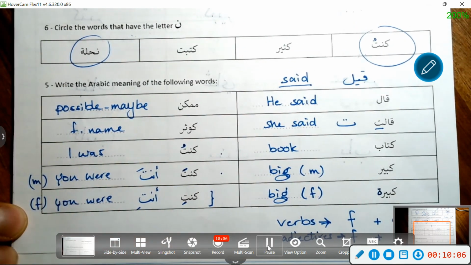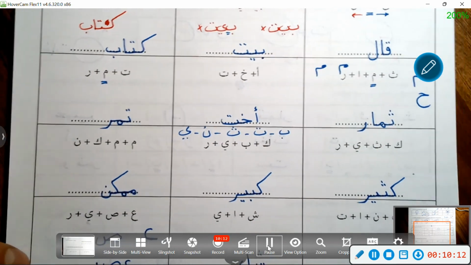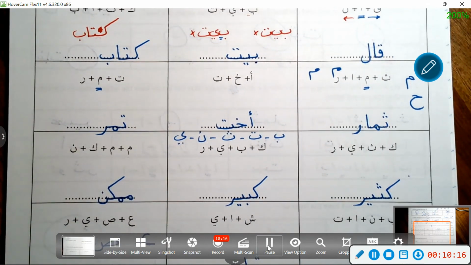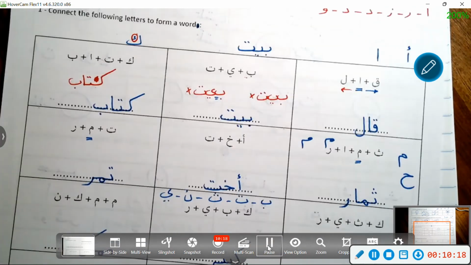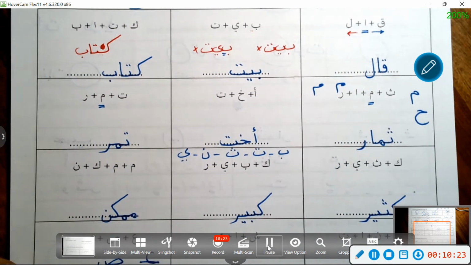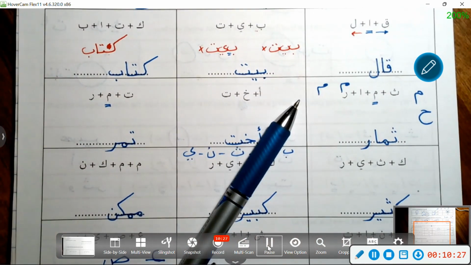With this, we're going to finish going over test number 1, hoping that you learned through some of the mistakes we just went over.